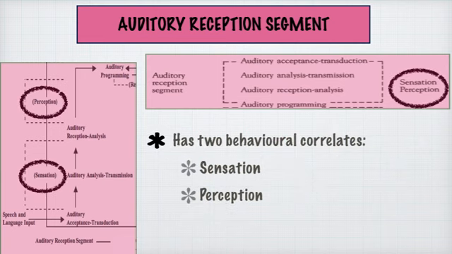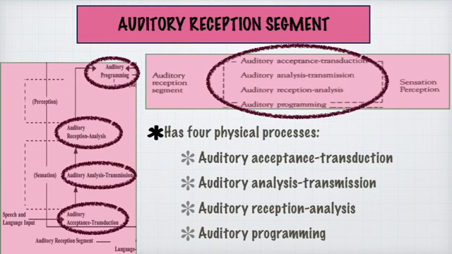So this segment has two behavioral correlates. First is sensation and then perception. And it has four physical processes: auditory acceptance transduction, analysis transmission, reception analysis, and programming.